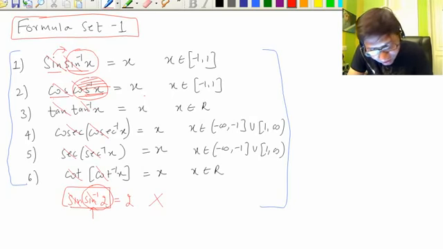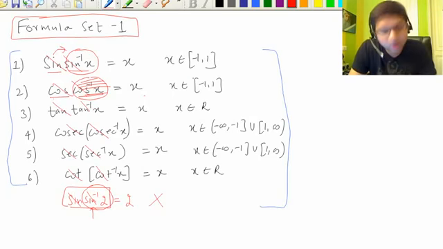And why is it meaningless? Because 2 is not in the domain. The domain should be between minus 1 to 1.